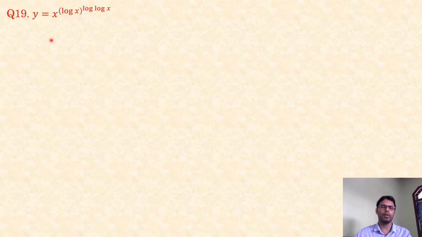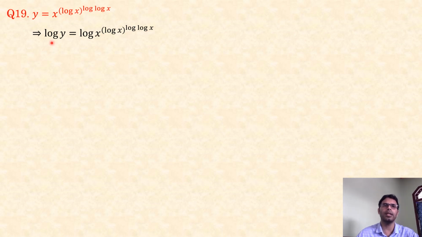is question number 19. y is equal to x to the power log x to the power log of log x. I love this question actually. Very interesting question. So many logs are there. You see the problem. So first you take logarithm, so log of y is equal to log of this total term. Why am I taking logarithm? Because the base is variable and the power is also variable. Therefore, we are to take log on both sides.